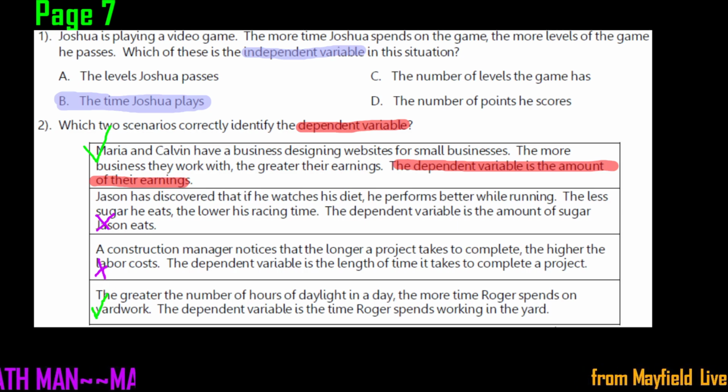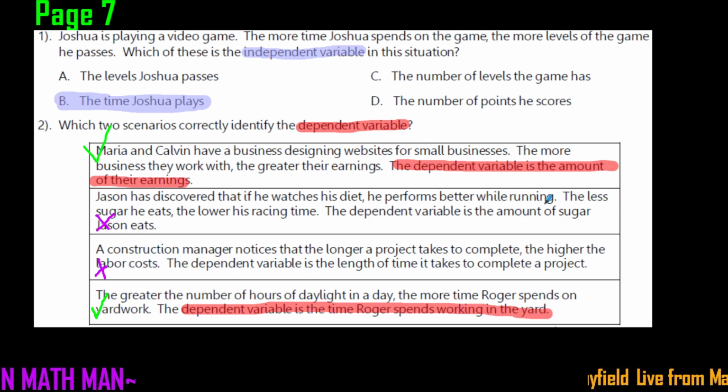And so we can find where it is. It says the greater number of hours of daylight in a day, the more time Roger spends on the yard work. So that means, yes, the dependent variable is working in the yard. So again, the amount of time that Roger works in the yard depends on the daylight. So you're not going to work out in the dark, as it is difficult to do that.